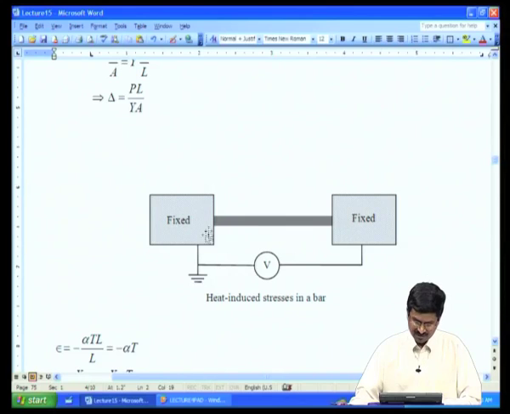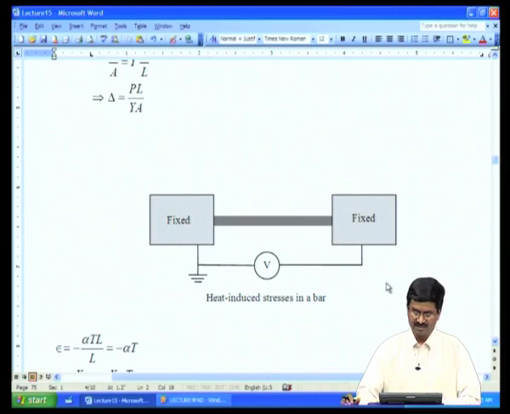When you have something which is fixed at both ends, so far we considered bars which were free at one end where we can apply a force and the other end was fixed, whereas here we are fixed at both ends and here we have actually applied a voltage potential so that current can pass through that.